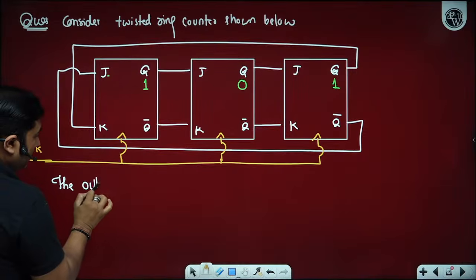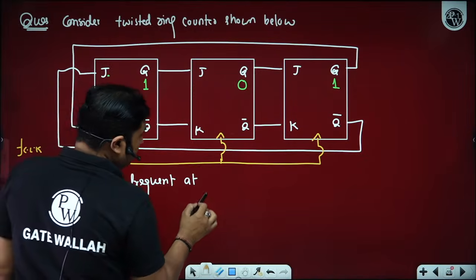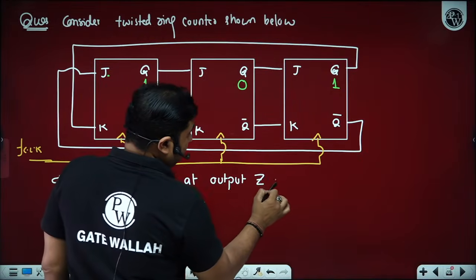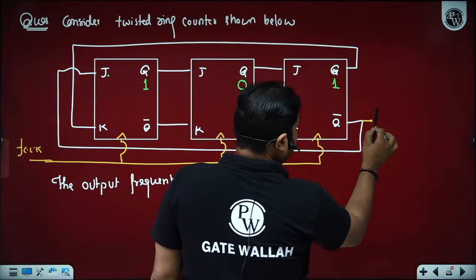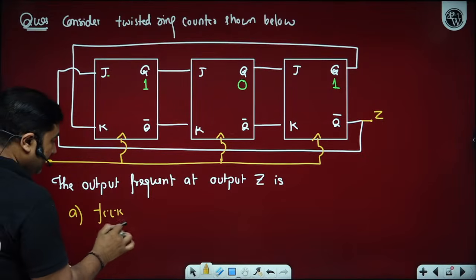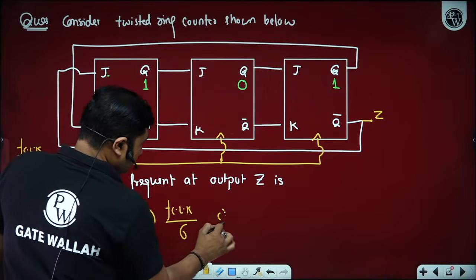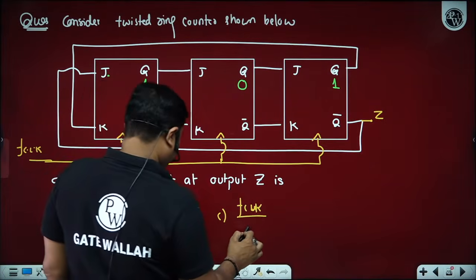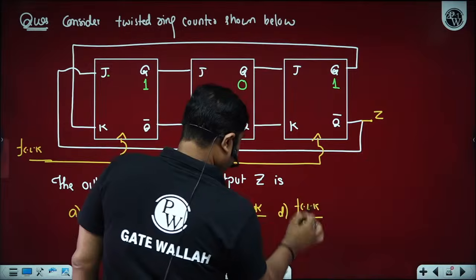The output frequency at output Z, here you have the output Z. So can you tell me whether it will be FCLK by 2, FCLK by 6, FCLK by 4 or FCLK by 8.